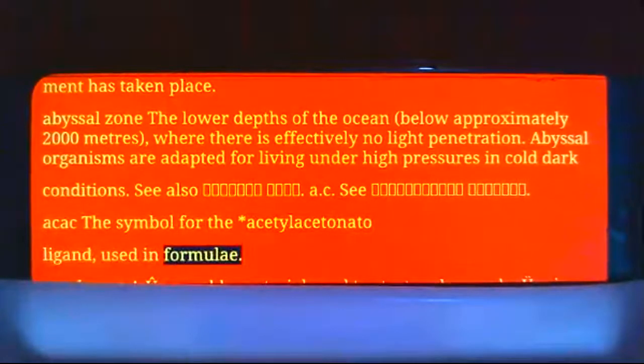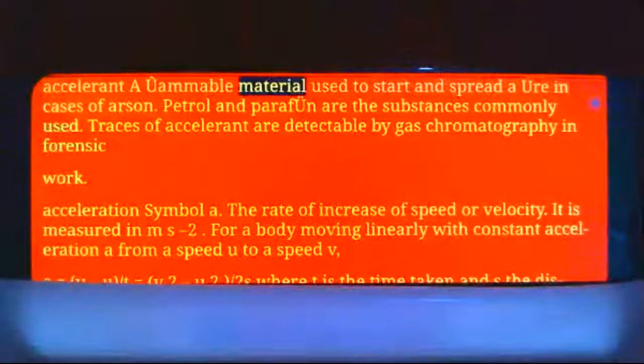Ac, symbol for the acetyl group, used in formulae. Accelerant, a flammable material used to start and spread a fire in cases of arson. Petrol and paraffin are the substances commonly used. Traces of accelerant are detectable by gas chromatography in forensic work.